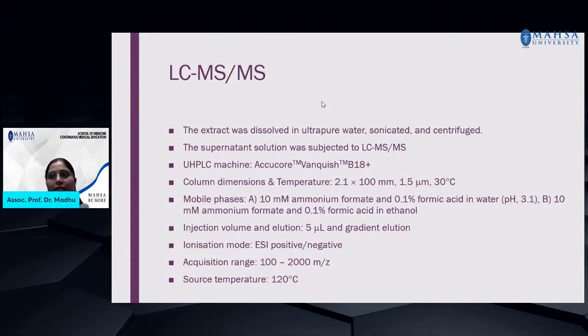The mobile phase for this liquid chromatographic analysis consists of two solutions. The first solution is 10 millimolar ammonium formate and 0.1% formic acid in water at a pH of 3.1, and the second solution is 10 millimolar ammonium formate and 0.1% formic acid in ethanol. The injection volume is 5 microliters, and gradient elution was used for the separation of the compounds.